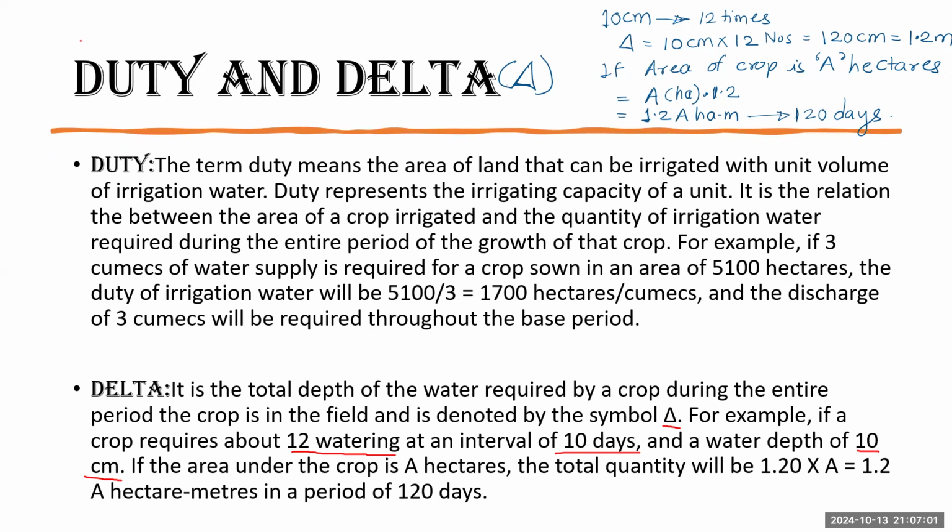So see here at the top, how to calculate the delta. The depth of each watering is 10 centimeters and 12 such waterings are required. So what is the total depth of water applied? 120 centimeters or 1.2 meters. So this is delta. It is the total depth of water required by a crop during the entire period of the crop. Okay, so this is about the terms delta and duty.